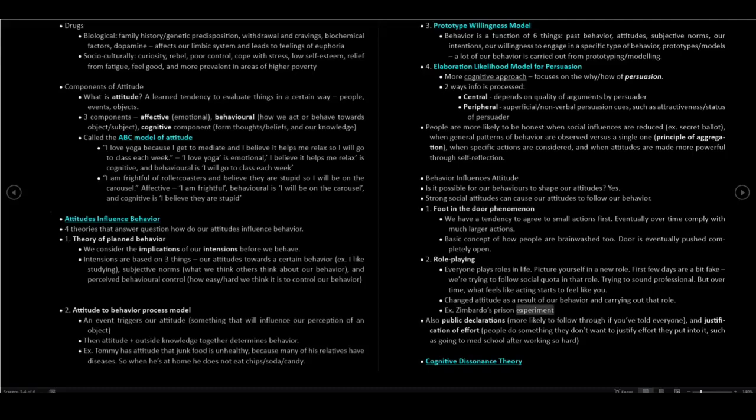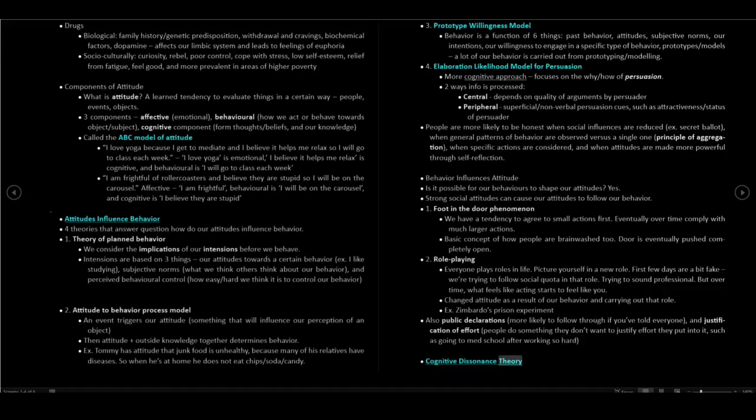Zimbardo's prison experiment. Also public declarations, where we're more likely to follow through if we've told everyone, and justification of effort. People do something they don't want to in order to justify the effort they put into it, such as going to med school after working so hard.